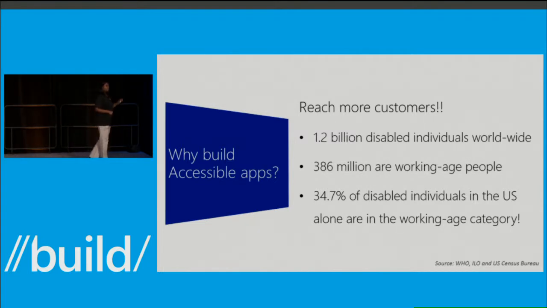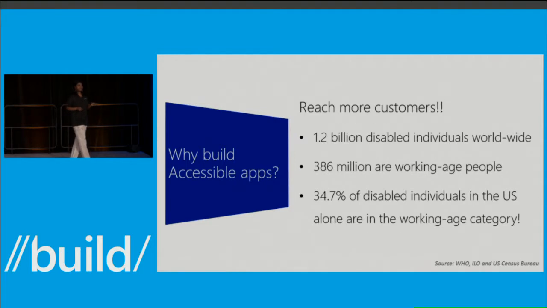And just here in the US alone, we have about 37% of disabled individuals in the US that are in this working age group. And that's the group that we'll miss out on if we don't make our apps accessible. So that's the numbers we're talking about when we're trying to reach more customers.